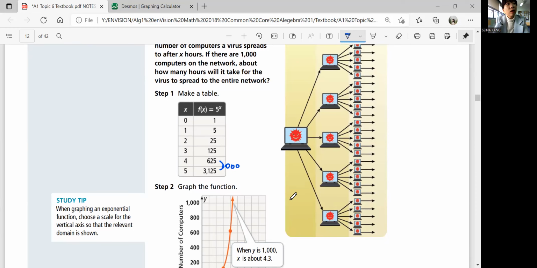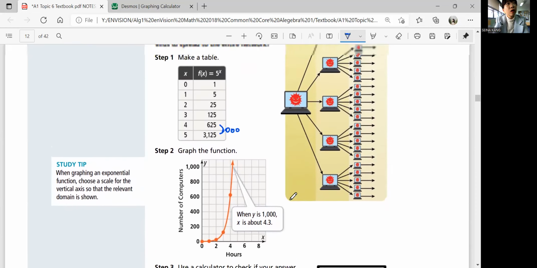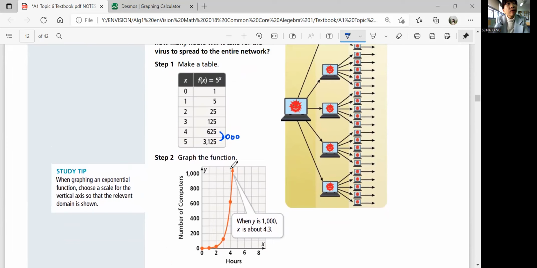So you can graph the function y is equal to 5 to the power of x and figure out when your graph hits 1,000 computers, which is when y is equal to 1,000. So what is x when y is equal to 1,000? x is about 4.3. In this case, you don't have to have an exact time if it's not a good whole number, but it needs to be a close estimate, okay? About 4.3 is a good estimate.